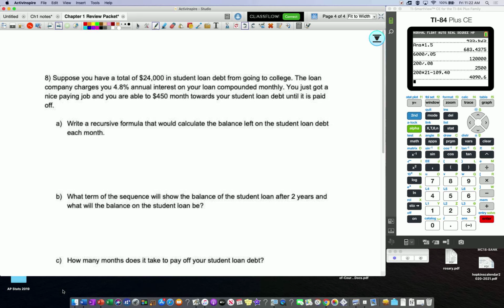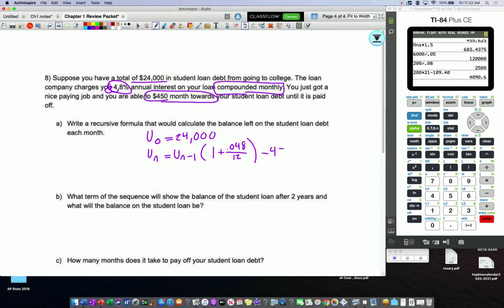So this one's very much like the credit card problem, just different numbers. So my u sub 0 is how much debt I started with, $24,000. Okay? So then u sub n equals u sub n minus 1 times 1 plus that interest rate. So the interest rate was 4.8%. Remember, change that as a decimal, 0.048. Gonna move it over 1, 2. That's why that 0's there. Divided by 12 because it's compounded monthly. However, I can pay $450 a month, so I get to subtract $450 from the final statement.